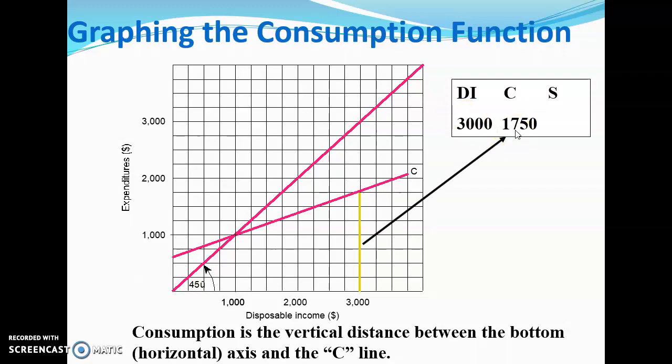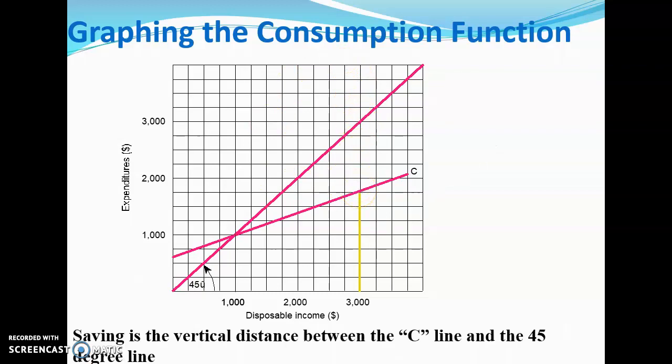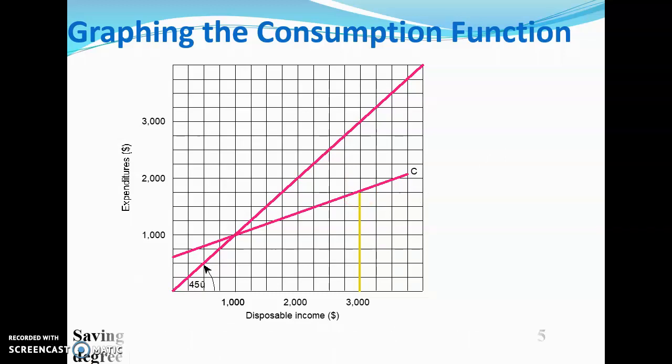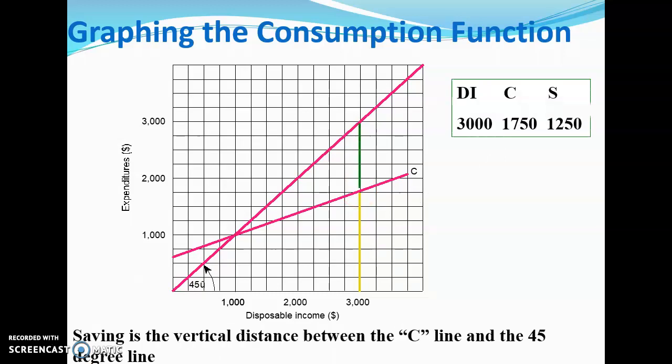It represents the difference between the disposable income and the consumption. So the savings is the difference between this line, that is the income line, and this line, that is the consumption line. So this is the value of the savings, like this. It is equal to 1250.